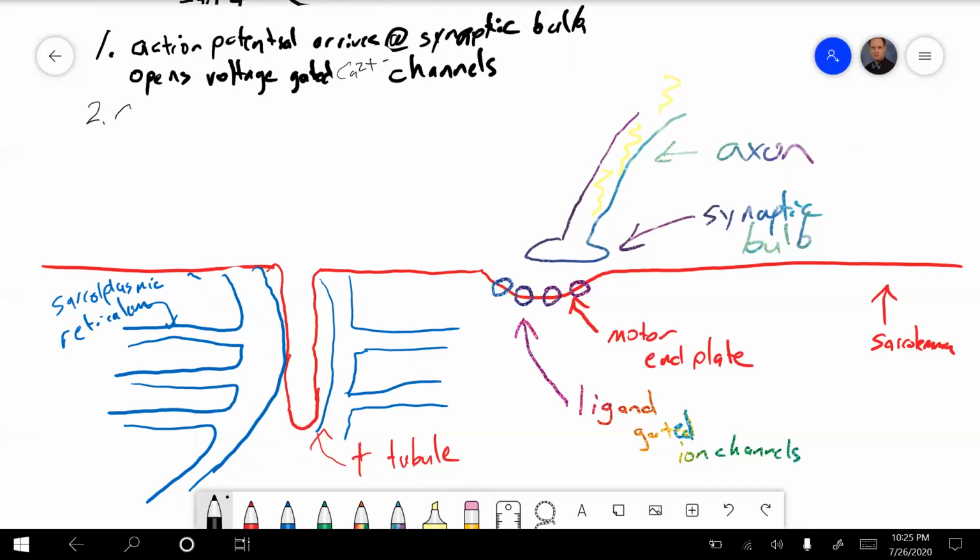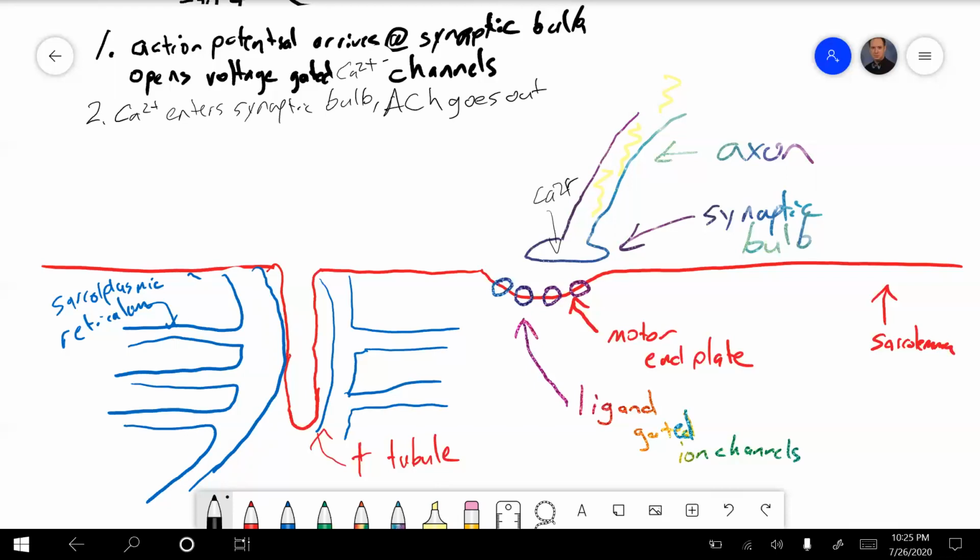And then calcium enters the synaptic bulb and acetylcholine goes out. So that electrical impulse goes all the way down here. It opens voltage-gated calcium channels. So a voltage-gated channel means that voltage is necessary to open the channel. It's like an electric door, right? It requires electricity to open. Here, those electric doors open, and it's going to let calcium in.